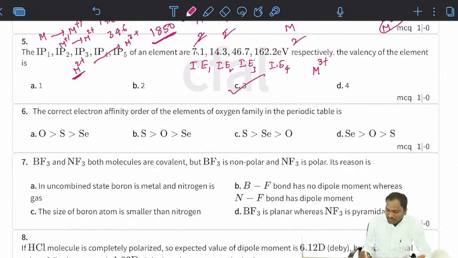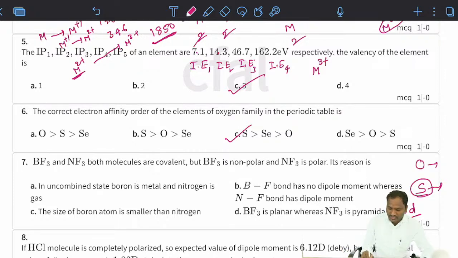Here, oxygen and sulfur: oxygen's size is small, it has good tendency to attract electrons, but there is no sufficient, what we say, accommodation capacity. Sulfur, the next element, has enough tendency to attract a pair of electrons. At the same time, because of empty d orbitals, it can accommodate more electrons. So sulfur's electron affinity is greater than oxygen. Same trend, same reason in the case of selenium also.